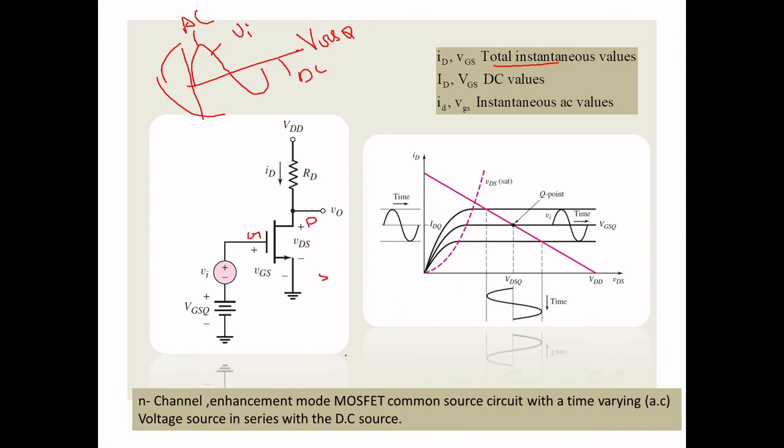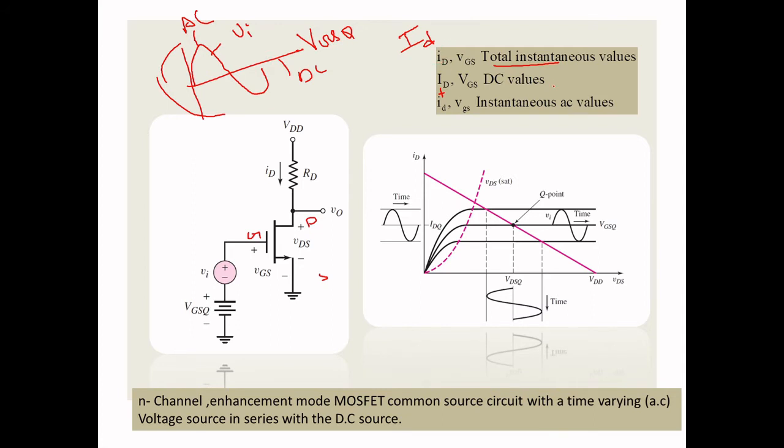Before going to the next slide, you want to be very clear with this notation. When you want to represent any AC quantity, it should be represented in small letters, both the I and the subscript should be in small letters. If you want to represent any DC voltage or current, it should be in capitals, both. Suppose I want to represent the total instantaneous, that is a combination of AC and DC, that is total instantaneous, small i, capital D.